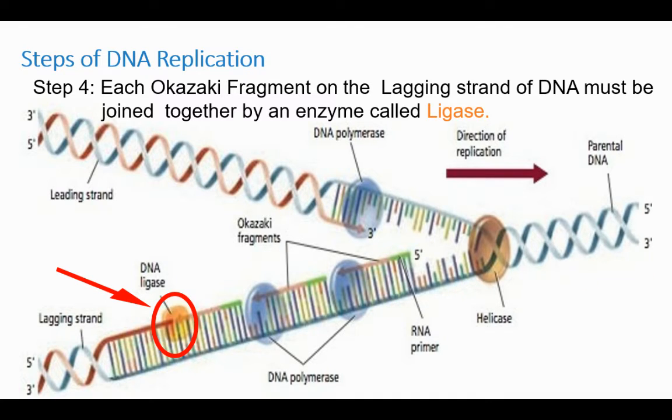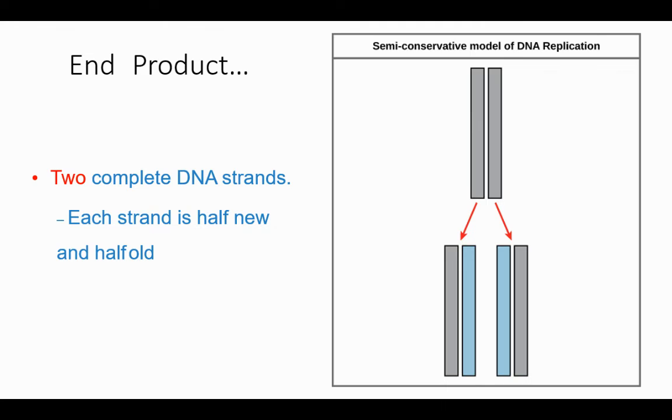So usually, may magpo-proofread pa yan eh. Checkin nila kung tama, baka meron pang naiwan na RNA primer, tatanggalin, sipain paalis, pasok na yung panibagong base pair. Okay, so you're gonna be having now two complete DNA strands, which one is half old, half new. Okay, any questions so far, guys? None po, ma'am. Okay.